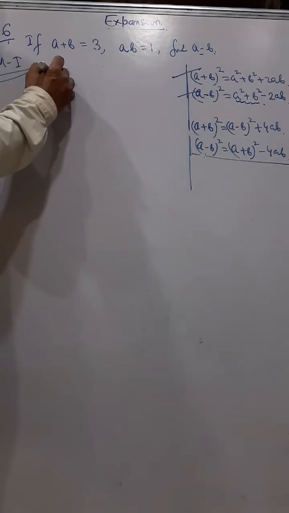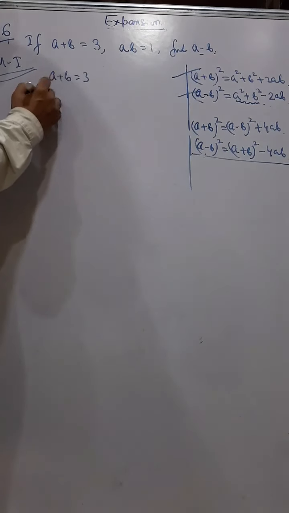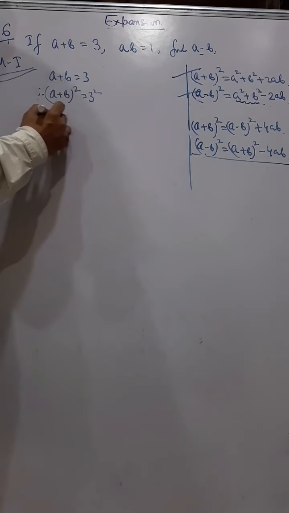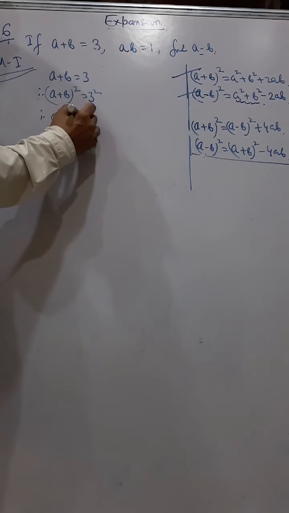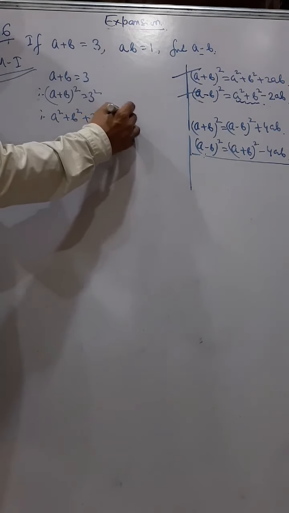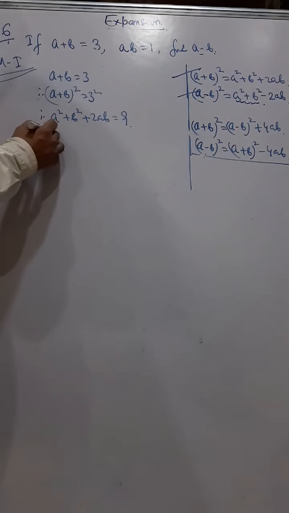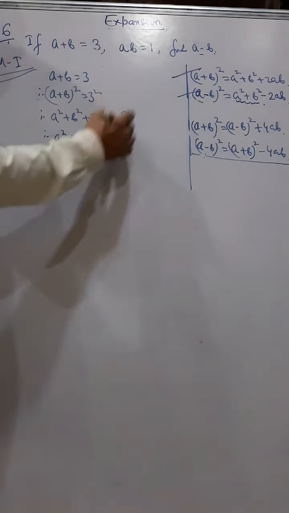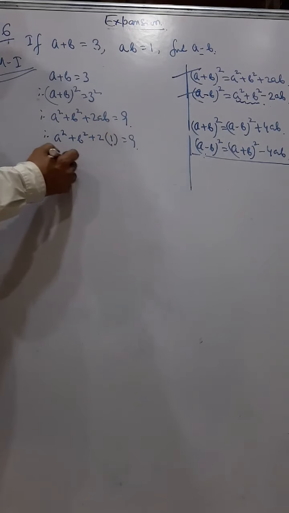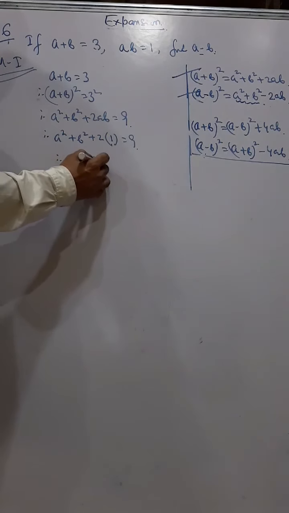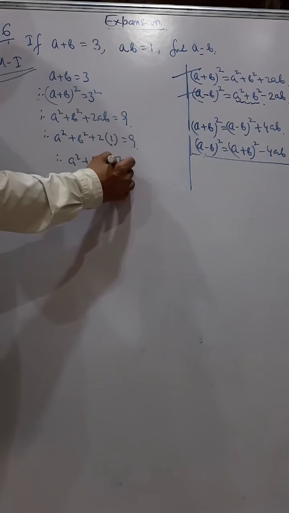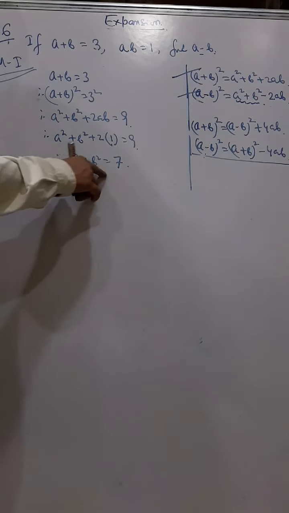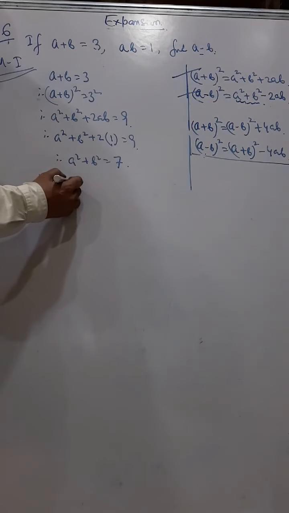Okay. So a plus b is equal to 3, and therefore a plus b whole square is equal to 3 square, and therefore a square plus b square plus 2ab is equal to 9. And then, since ab is 1, I get a square plus b square plus 2 equals 9, and then a square plus b square, I get 9 minus 2 as 7.